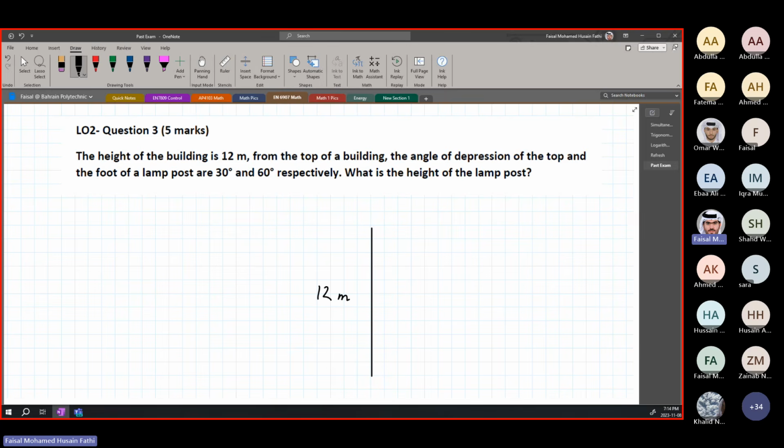From the top of the building, the angles of depression of the top and the foot of the lamppost are 30 degrees and 60 degrees respectively. What does that mean? It means the angle of depression from this point over here, the top of the building. We go step by step: of the top and the foot of the lamp.